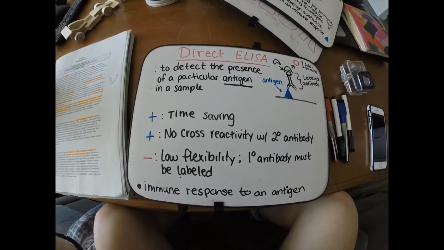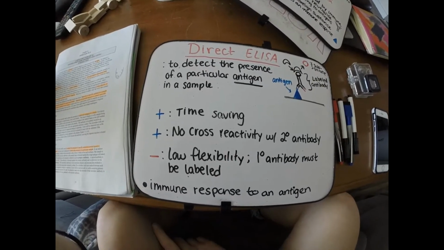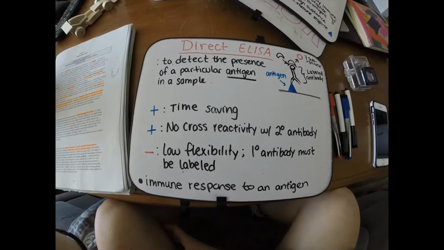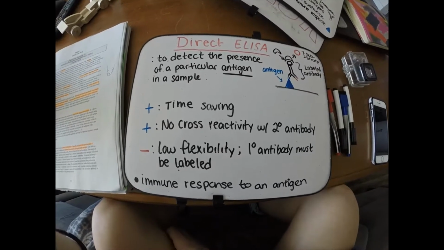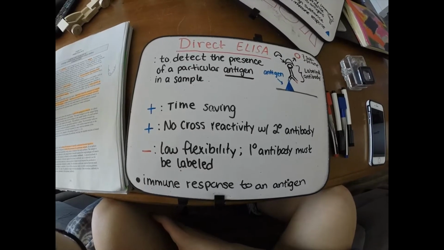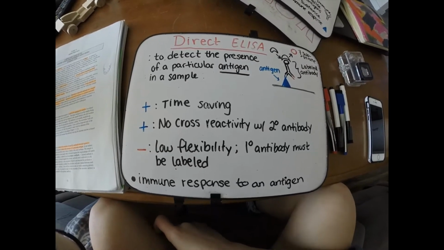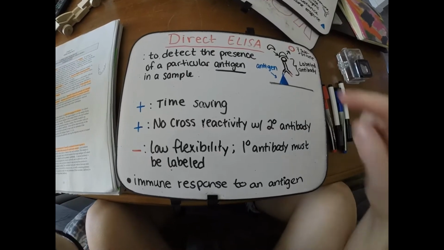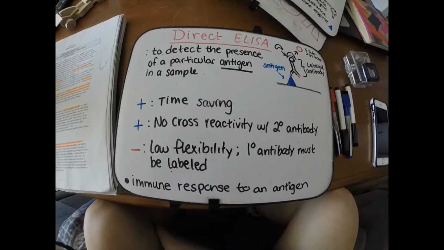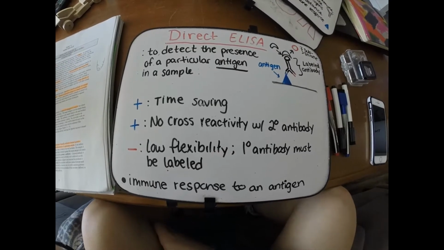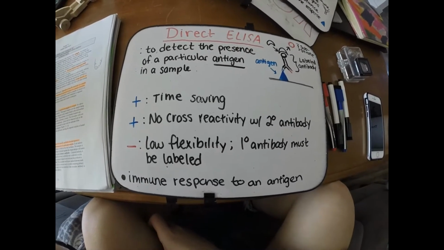One thing that you can think about for direct ELISAs is that it's time saving in comparison to the other ELISAs because it doesn't have as many steps or components to it. And because there isn't, for example, a secondary antibody here, you don't have any cross-reactivity with that second antibody. So that's good.